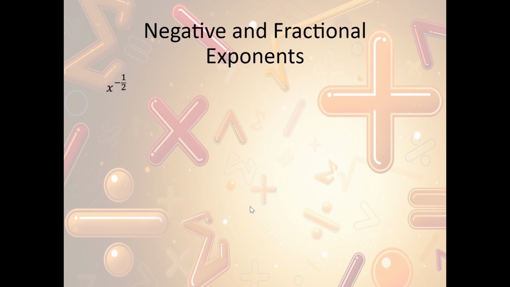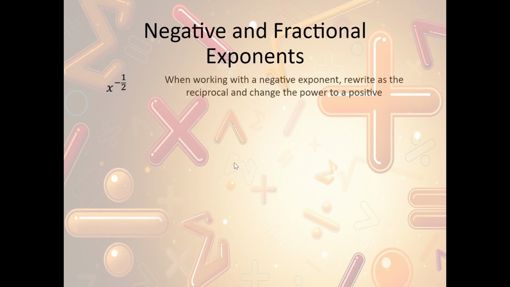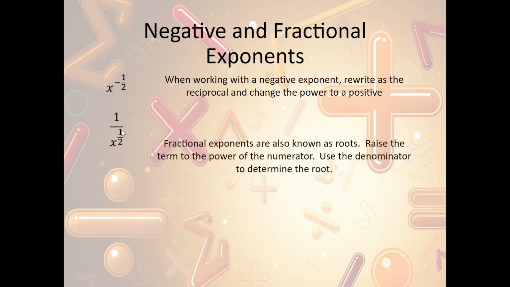Now what if we have a negative and a fractional exponent? Well, we do the same thing we did on the previous two. We're going to go ahead and flip it and make it positive. So x to the negative 1/2 becomes 1 over x to the 1/2 power. Now we know that we're going to take the 1/2 power, and that becomes x to the first, and then we're going to take the square root of that. So that becomes 1 over the square root of x to the first, which is just x.